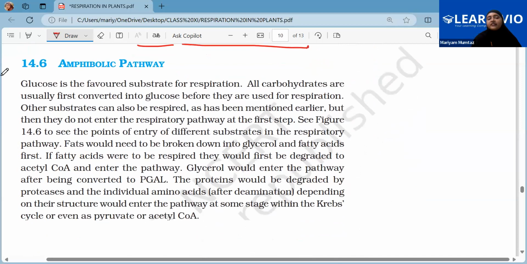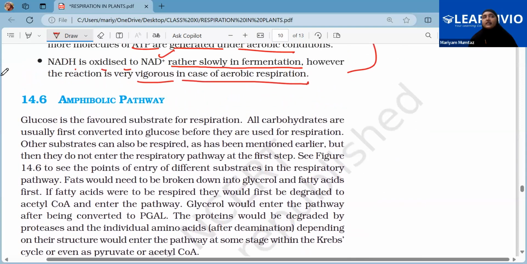Now we have the amphibolic pathway. See, there is catabolic, there is anabolic. But when both are happening, meaning energy is being utilized and molecules are synthesized, that is anabolic. And when energy is released and molecules are broken down, that is catabolic. So respiration is amphibolic because it is a sum total of catabolic as well as anabolic.